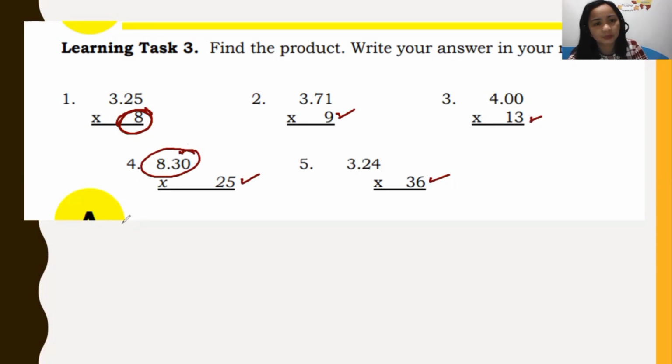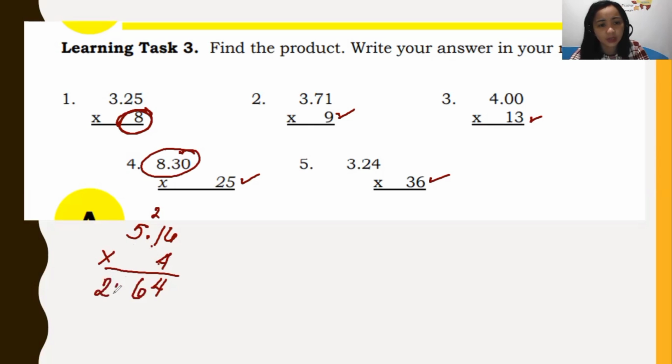So now, let's have an example, when we multiply decimal numbers or mixed decimal by a whole number, let's have 5 and 1600ths times 4. So we have 4 times 6 is 24. Carry 2. 4 times 1 is 4 plus 2 is 6. Then 4 times 5 is 20.